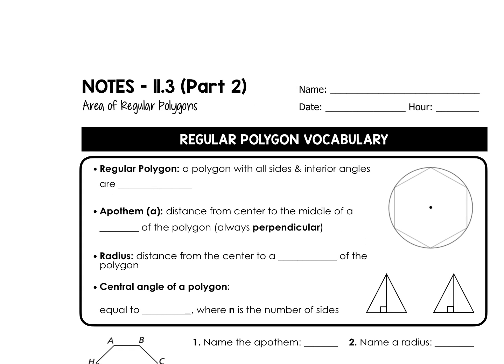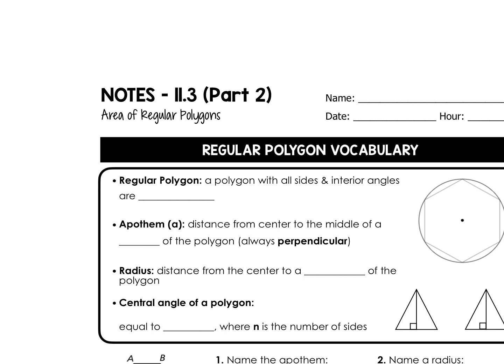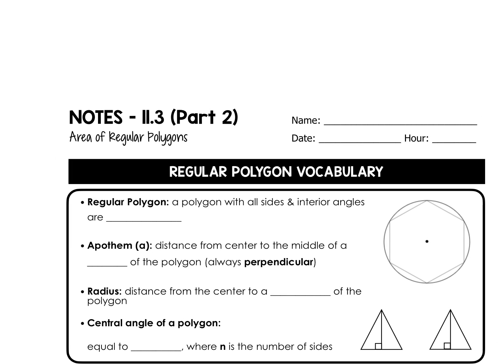Good morning. I am going to talk through the 11.3 part 2 notes with you right now. Today is the last lesson that is on your quiz next week. You have a quiz next Tuesday. And remember, this part of the unit is dealing with the areas of different shapes mainly. So today we're doing the areas of regular polygons.